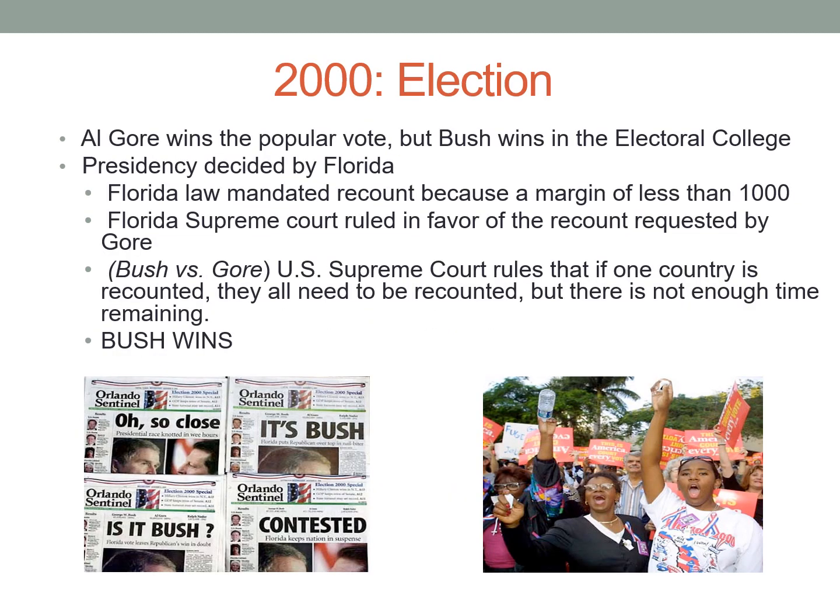Now let's fast forward to the 2000 election. Al Gore wins the popular vote, but Bush wins the Electoral College. The presidency was decided by Florida. A Florida law mandated a recount because of a margin of less than 1,000, and the Florida Supreme Court ruled in favor of the recount requested by Gore. And the U.S. Supreme Court ruled that if one county is recounted, they all need to be recounted, but there's not enough time remaining. So Bush wins.